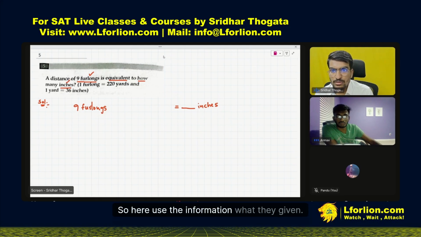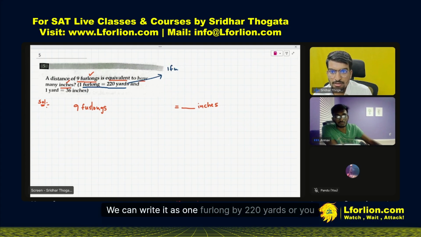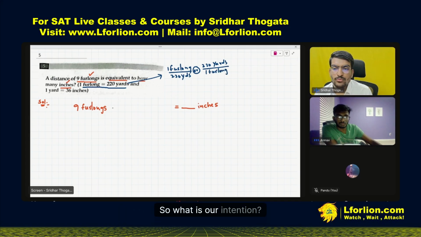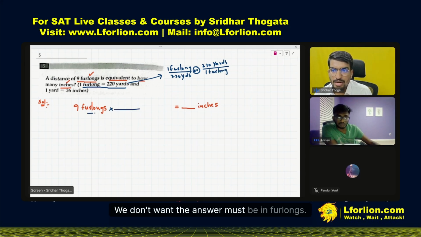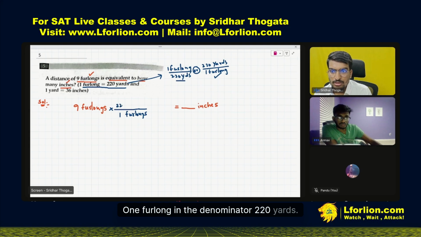So here use the information that they gave. 1 furlong is equal to 220 yards. We can write it as 1 furlong by 220 yards, or you can write it as 220 yards per 1 furlong. So what is our intention? The answer must not be in furlongs. So we write the denominator as furlongs, and we choose the second one because the denominator is furlong. 1 furlong in the denominator, 220 yards.